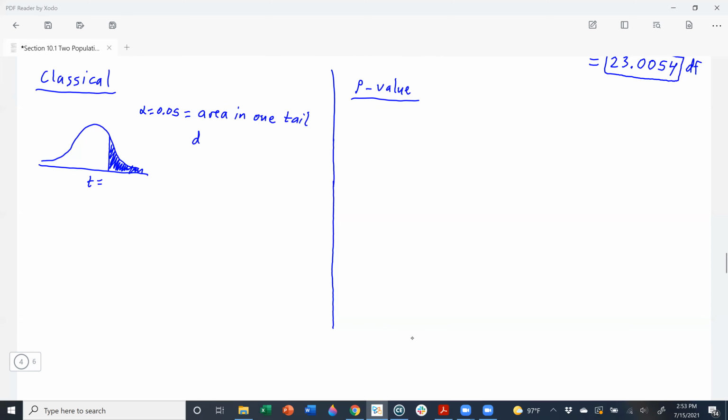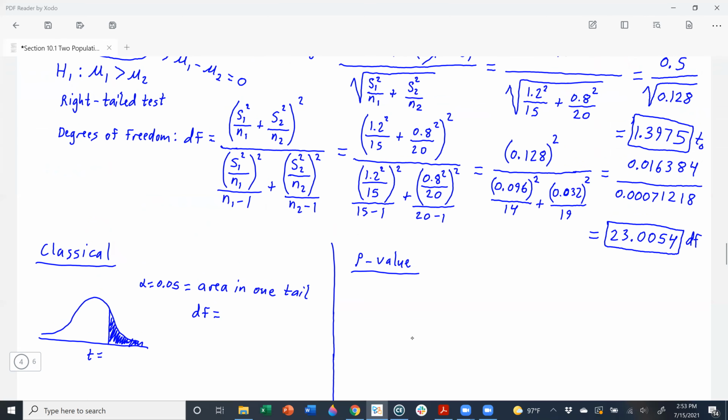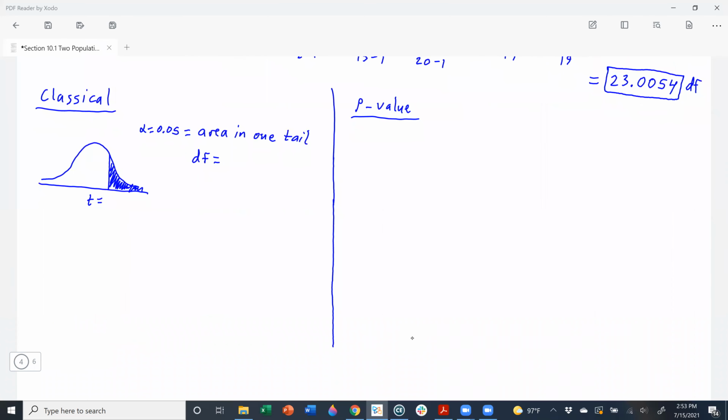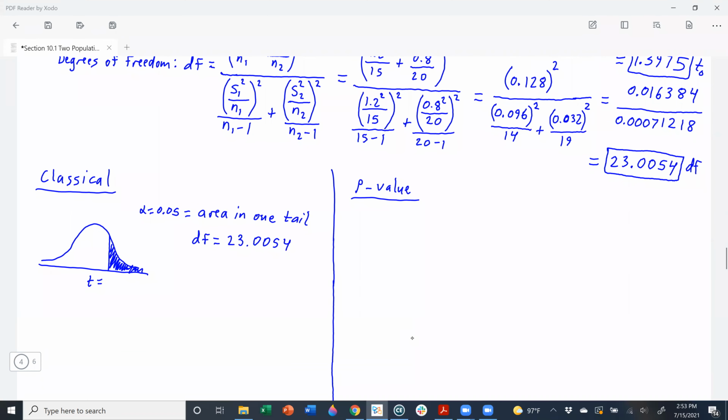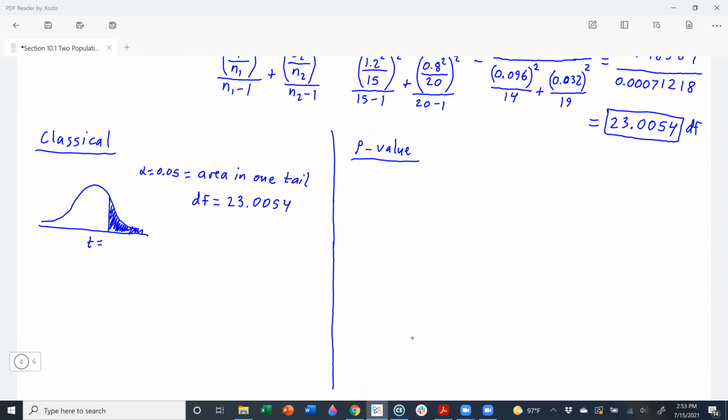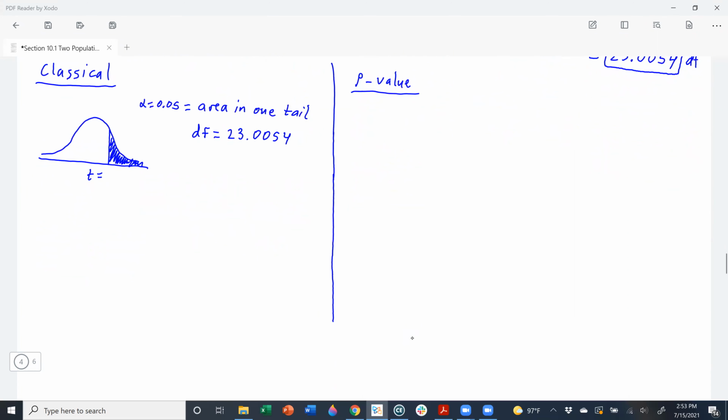Okay, but that degrees of freedom that we calculated so dramatically over there, 23.0054. And as long as you have that degrees of freedom, which in my opinion is the hardest part of this whole process, we're good to go. The rest of it is very familiar of what we've done before. So this t, we want a critical value.